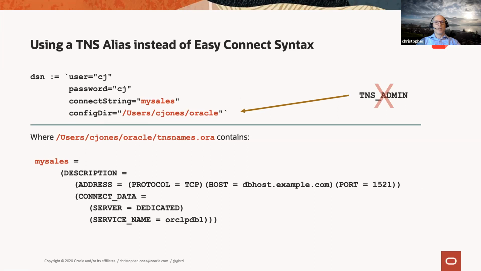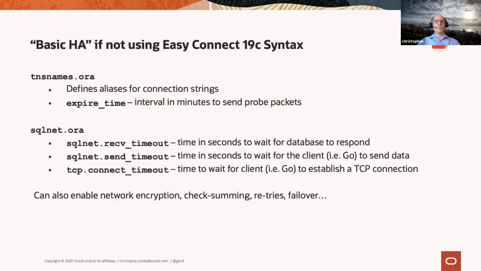So if you're not using easy connect syntax, you get a lot of those options that you can put in the tnsnames.ora file I just showed you, or the optional sqlnet.ora file. Again, the timeouts we spoke about, so the extra options there. In fact, there are more than the ones I showed you for the easy connect syntax. You can enable all those network encryptions, the checksumming, the retries, the failovers, all sorts of great things there.